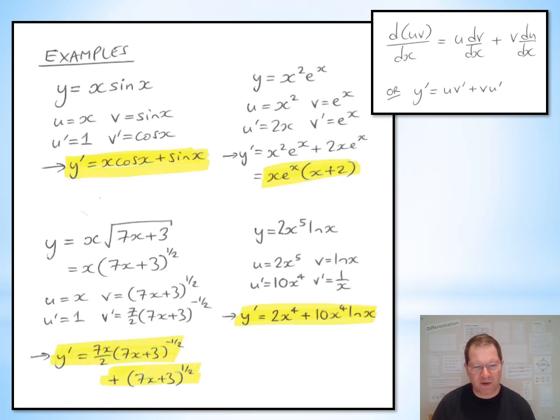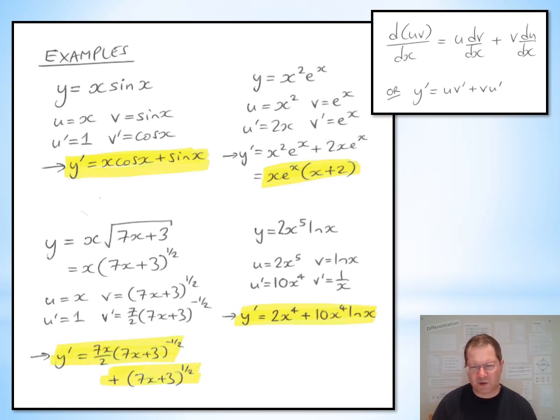Bottom left, we've got y equals x times the square root of 7x plus 3. And before we start, I've rewritten the square root of 7x plus 3 as 7x plus 3 to the power of a half, and then I'll be able to use the chain rule. So if we let u equal x and v be the square root of 7x plus 3, the differential u dash is 1. Using the chain rule, v dash will be 7 over 2 times 7x plus 3 to the minus a half. I won't show you the chain rule here, but you can use it from before. So that gives us uv dash as 7x over 2 times 7x plus 3 to the minus a half, and vu dash just as 7x plus 3 to the power of a half.